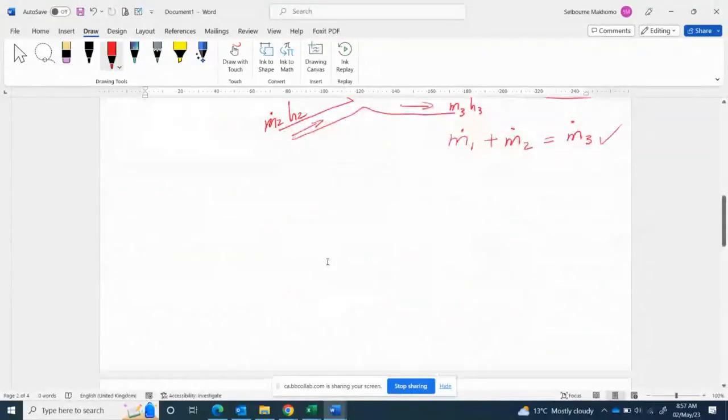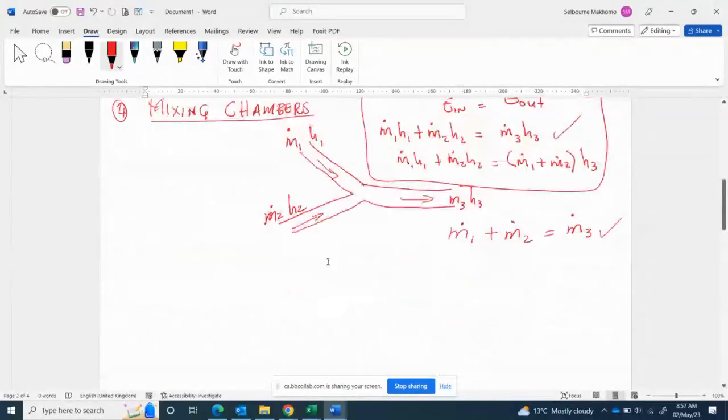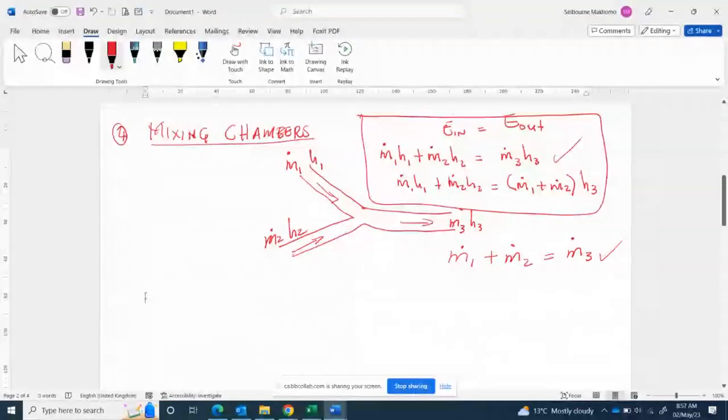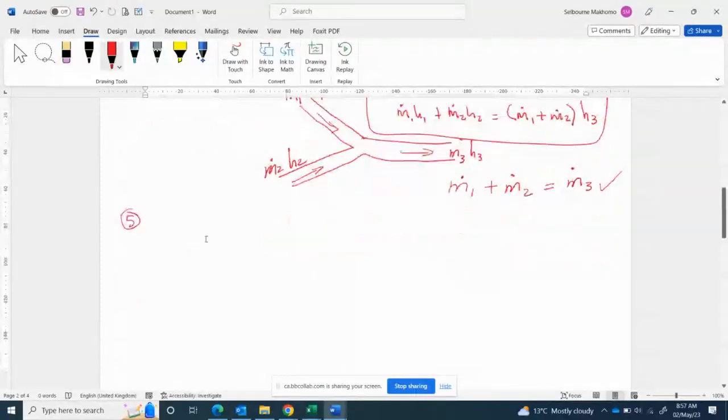The last one is the heat exchangers. Number 5 is heat exchangers. That is the last one before we start solving problems. The heat exchangers. What is the function of a heat exchanger? It is to exchange heat.